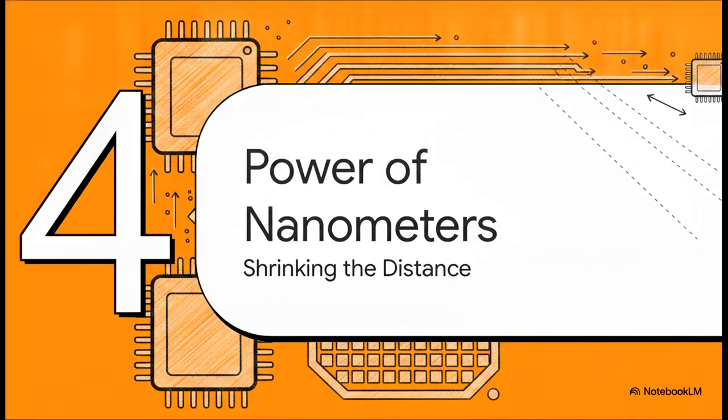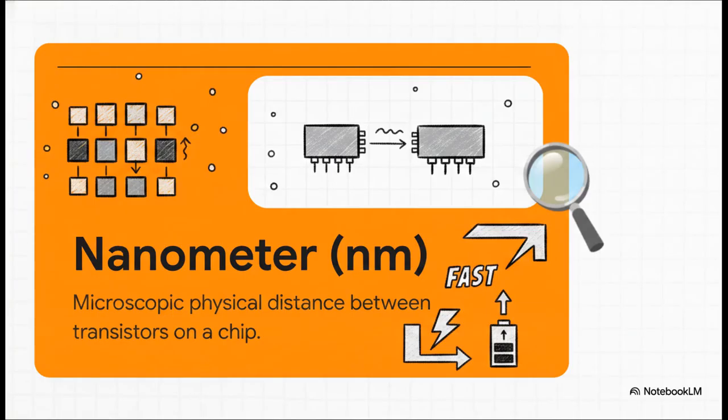Which brings us to Section 4, the power of nanometers, shrinking the distance. If you want to know if a processor has that 20-year-old energy efficiency we just talked about, you need to look for NM, or nanometers, like the 5nm Apple A14 Bionic, for example. A nanometer represents the physical distance between those billions of transistors, and it is so microscopic it's entirely invisible to the human eye. Here is the golden rule you need to remember.